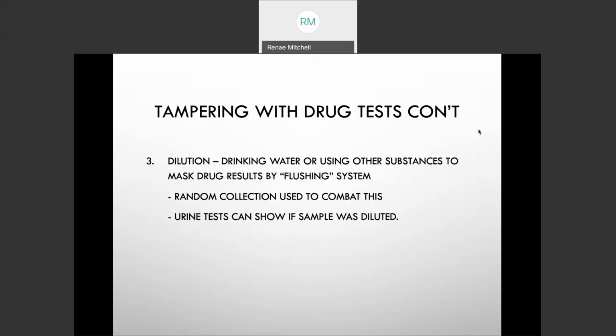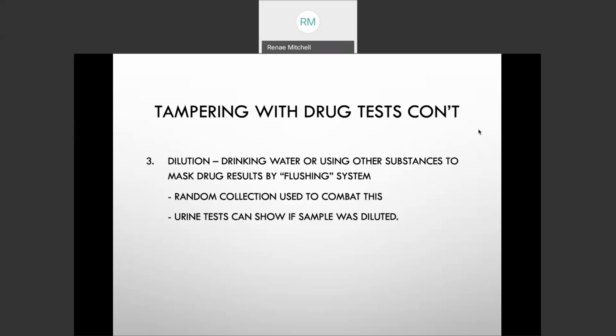And a third way is dilution. So just drinking a ton of water, or taking, I can't remember the name of these, drinks that you can buy that are supposed to flush the system or remove the drug from the body. But really, what it does is it just dilutes the urine and makes it so that there's an undetectable amount of the drug, because there's such a small amount of urine coming out versus water or this other substance.